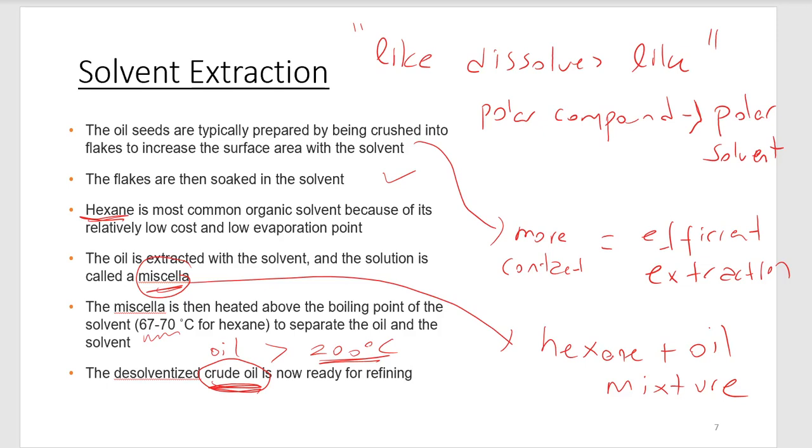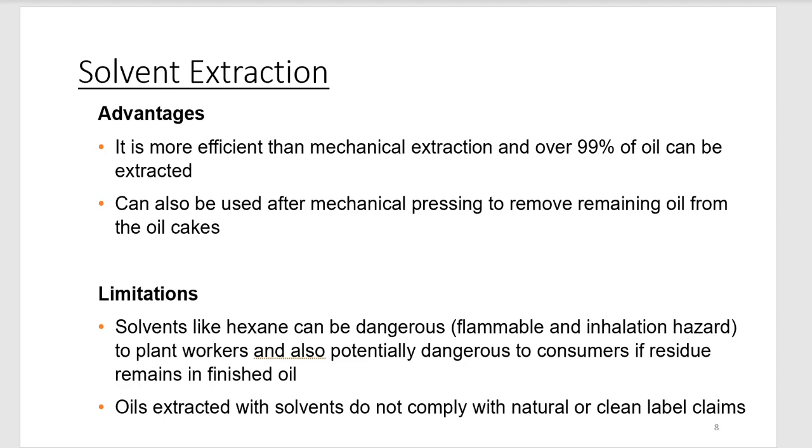Let's see the advantages and disadvantages of the solvent extraction. It's more efficient than mechanical extraction, which is expeller pressing. Over 99% of oil can be extracted with this method. Remember, in the expeller pressing, the major limitation is low oil yield. Most of the oil stays in the oil cakes. Here, with this method, the remaining oil in the oil cakes can also be extracted. I will just write expeller pressing here, so it's the same thing.